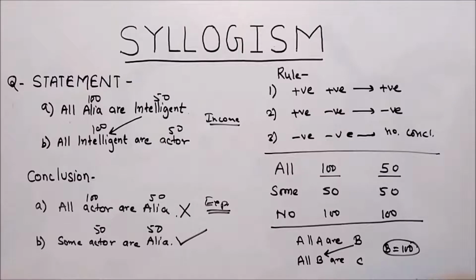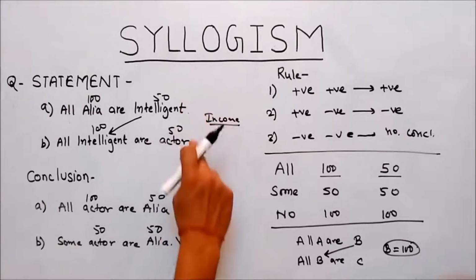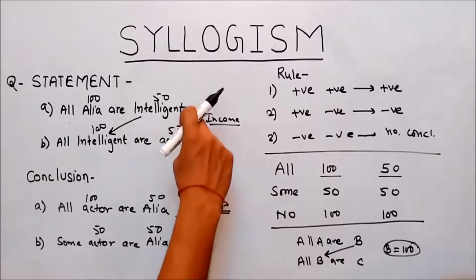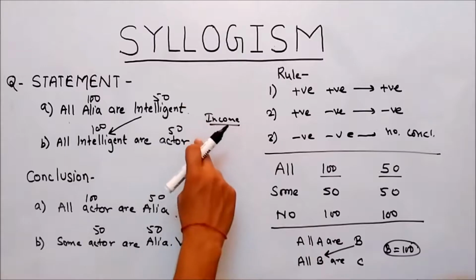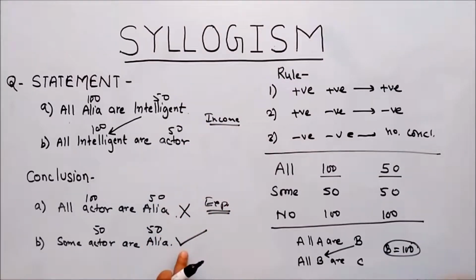And now check the nature of the statements. Here, some actors are Alia is made up of two statements, statement number 1 and statement number 2. As statement 1 is positive and statement 2 is also positive, the conclusion is positive.